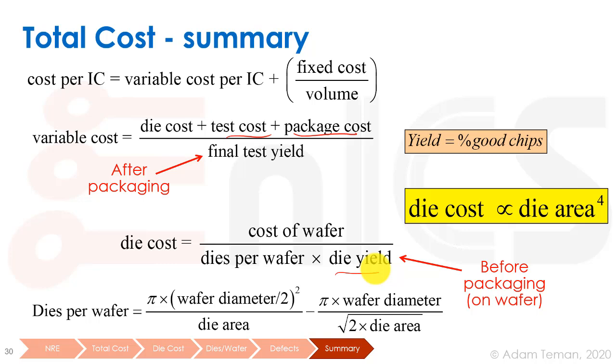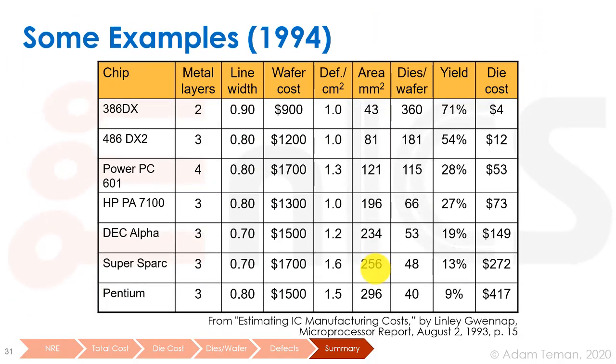And just remember that die cost is proportional to die area to the fourth. That means that the larger the die, really the more expensive it gets. So I found a nice example here from this report from a long time ago, from 1993.